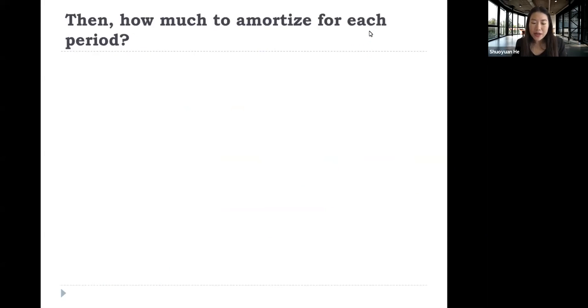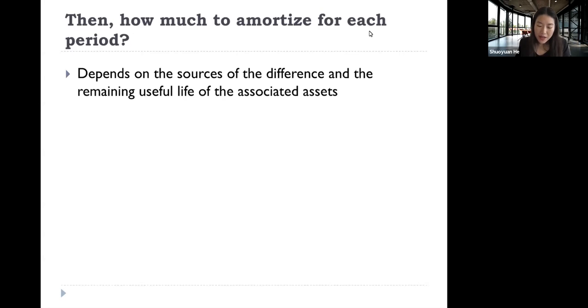And then the question is, how much do we amortize for each period? So how do we do the amortization? How much do we amortize for each period? And this question depends on the source of the difference between the purchase price and net book value and the remaining useful life of the associated asset. So what do we mean by this point?